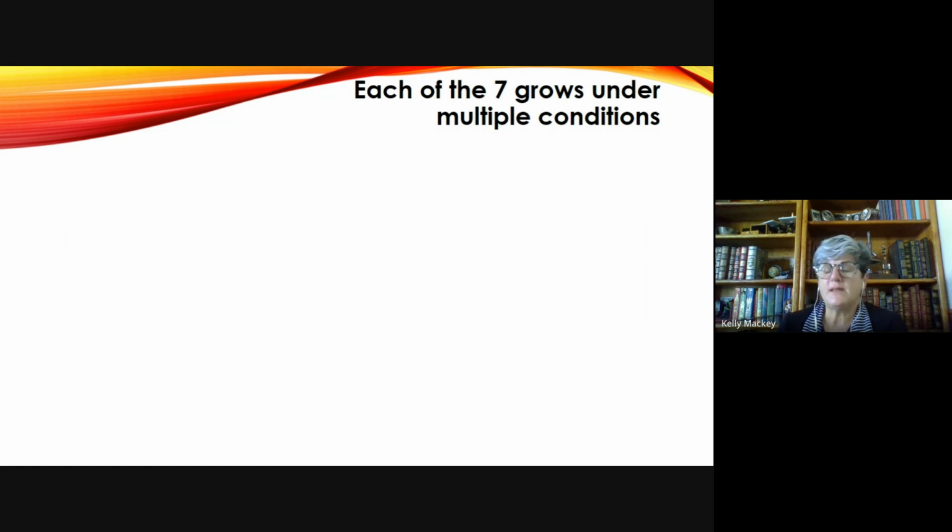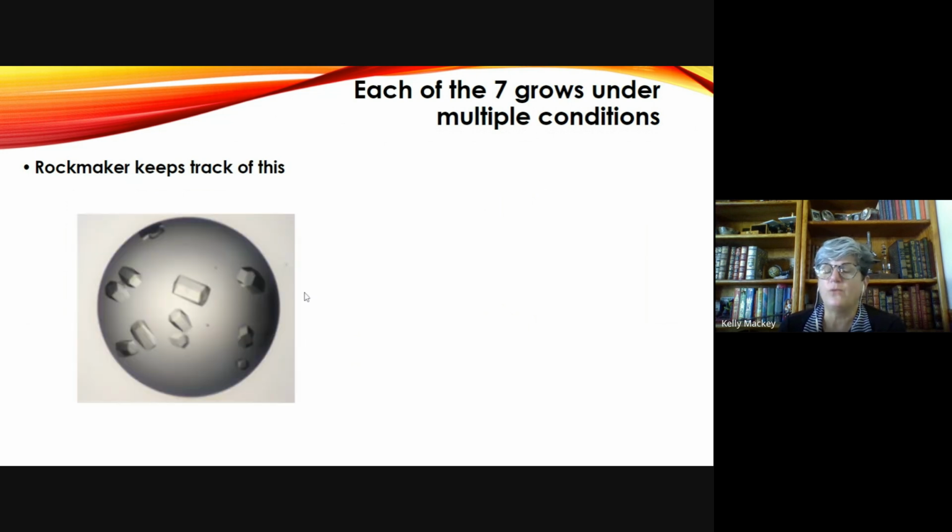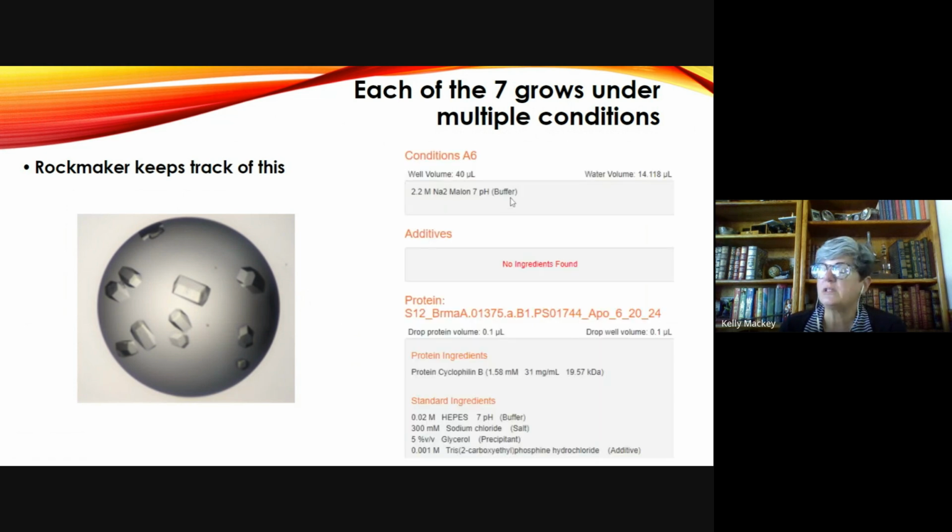So each of these 7 proteins that we have grows under multiple conditions, and Rockmaker keeps track of every single one of them for us. So it's taking care of that metadata. So if we go back to that really pretty looking one, you just click on one of those blue tabs at the beginning, and it tells you the buffer that was used, all of the standard ingredients. It gives you the protein. This is the protein ID. Everything you need is taken care of in Rockmaker.